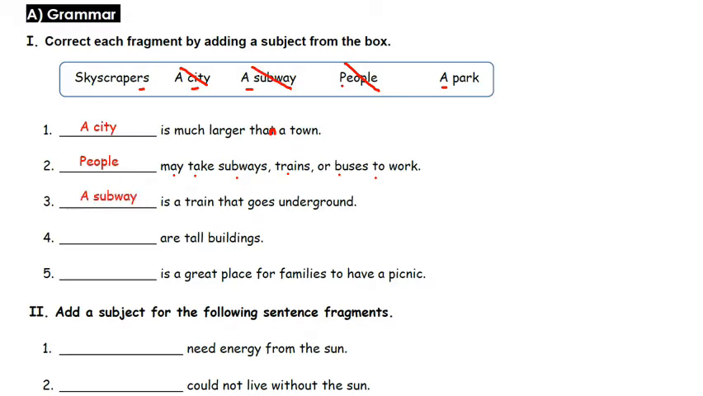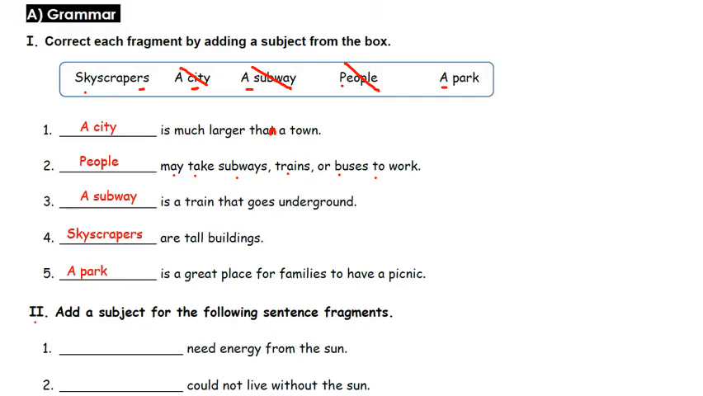Number 4 are tall buildings. What do I have? I have skyscrapers or a park. Which one is a tall building? It's skyscrapers. Number 5 is a great place for families to have a picnic, and the answer is a park.